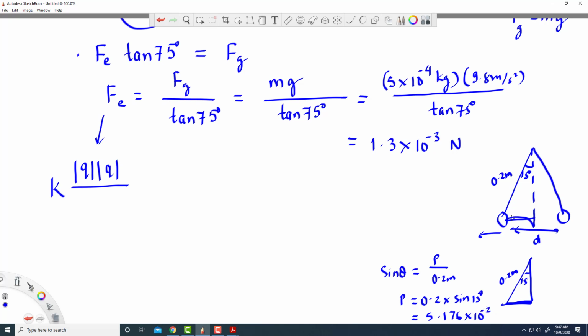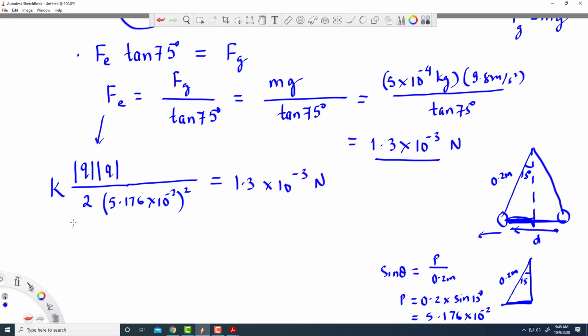Now this is just a half distance. Now we want the total, full distance. That means the distance here would be 2 times that. So 2 times this half distance will give us the distance. So that's 2 times 5.176 times 10 to negative 2, squared, is equal to, this force is now that force, the electric force, 1.3 times 10 to negative 3 Newton. And then Q1 Q2 is Q squared.